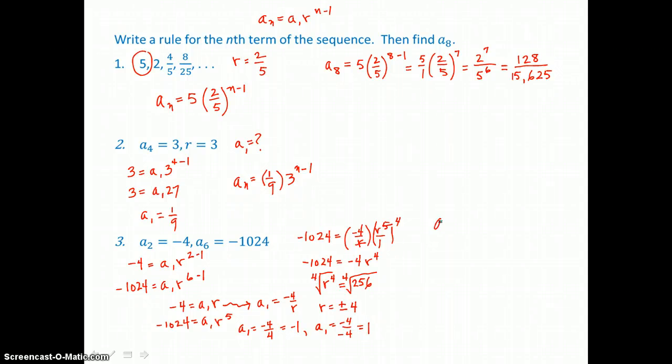So we'll write two nth term rules. A sub n is equal to the first term of -1 times that common ratio of +4 raised to the n minus 1 power, or a sub n could equal a first term of 1, which I don't need to show, times a common ratio of -4 raised to the n minus 1 power. So two possible geometric sequences here, and if I wanted the eighth term for either of those sequences, I could substitute 8 in for n and simplify.